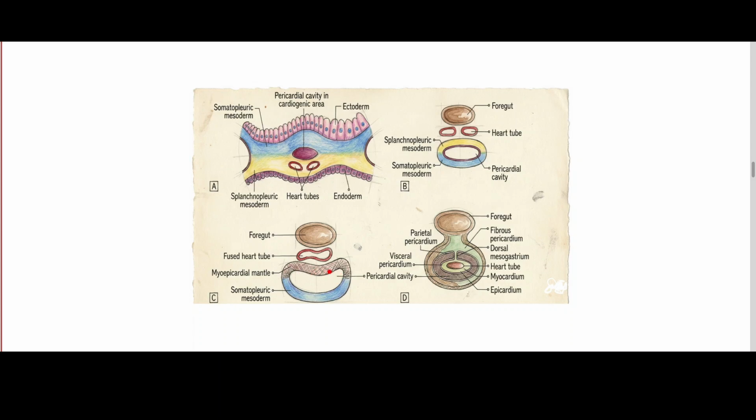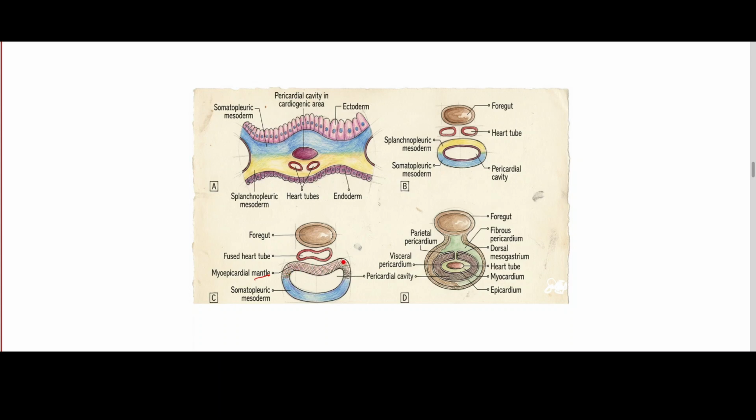Okay, and it thickens to form the myoepicardial mantle. And this myoepicardial mantle will give rise to two major layers. First, the myocardium, which is the cardiac muscle, and then the epicardium, which is the visceral layer of the serous pericardium.